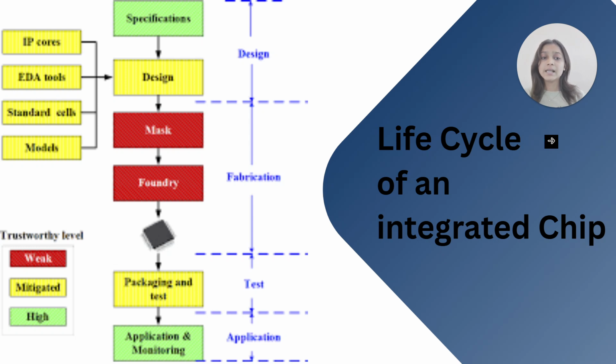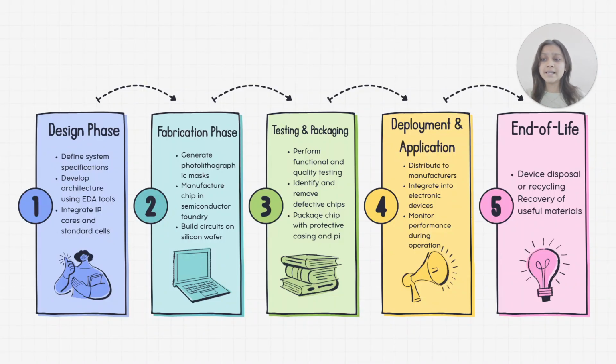Now we see the life cycle of an integrated chip, to understand where a Trojan can be inserted. We look at the life cycle of the integrated chip. It includes design phase, fabrication phase, testing and packing, deployment and application, and end of life.